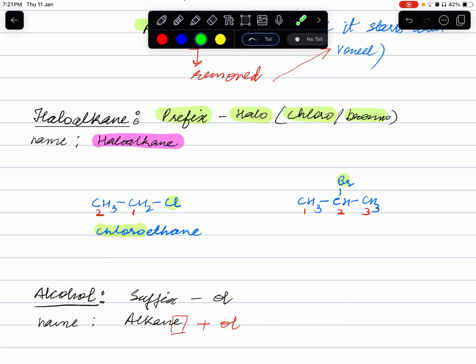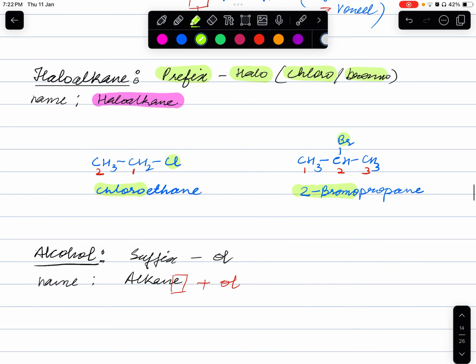Now the second compound. This compound has three carbon atoms. And when we have three carbon atoms, the parent name will be propane. On the second carbon, we have bromine. So we write it as 2-bromopropane. Why are we writing 2-bromo? 2-bromo is the prefix added. It shows that a bromine atom is present on the second carbon, or the middle carbon. So haloalkanes are named with the help of a prefix. The later part that we have here, in both cases, is the parent name. So here we are adding a prefix.